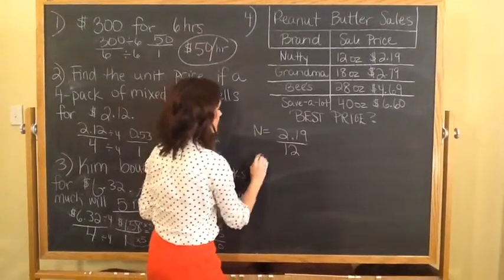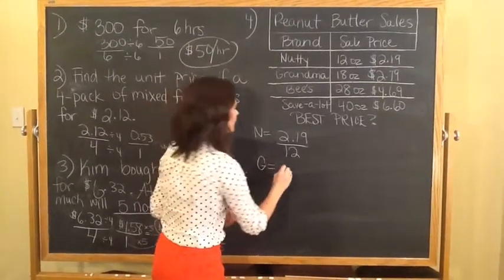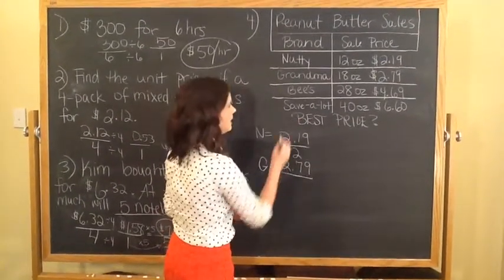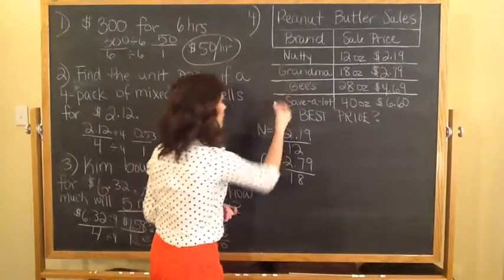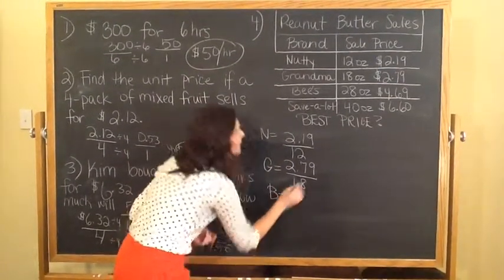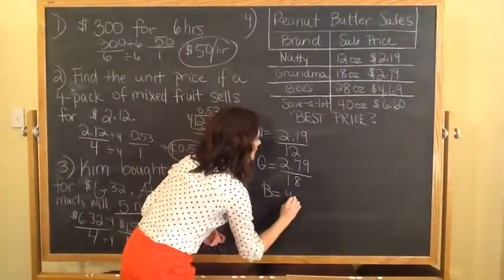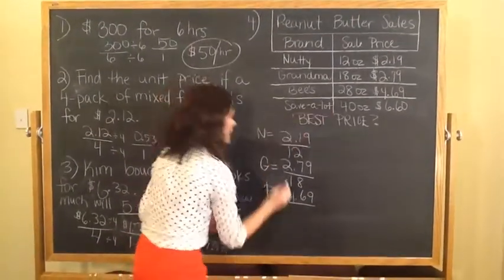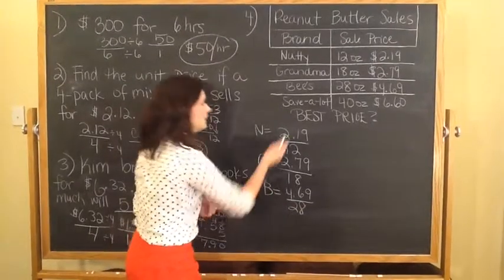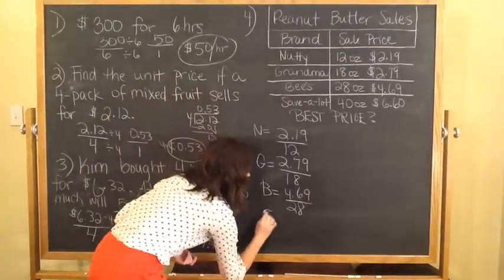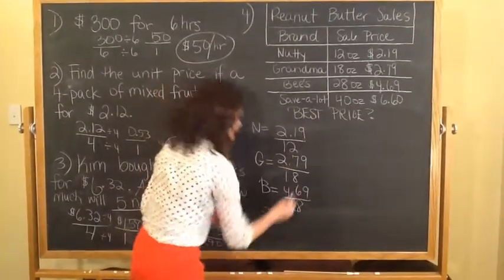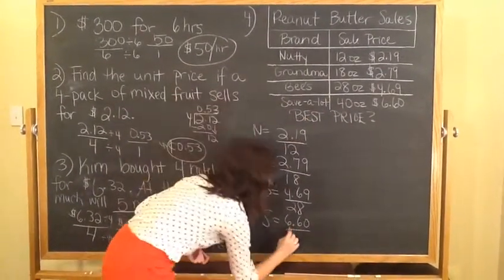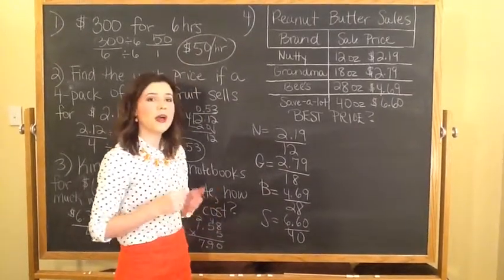For my Grandma's brand, we're going ahead and set it up as $2.79 per 18 ounces. For the Bees brand, we're going to set it up as $4.69 for 28 ounces. And Save-A-Lot brand, we are going to set it up as $6.60 for 40 ounces. Alright, so now we're going to go ahead and simplify.